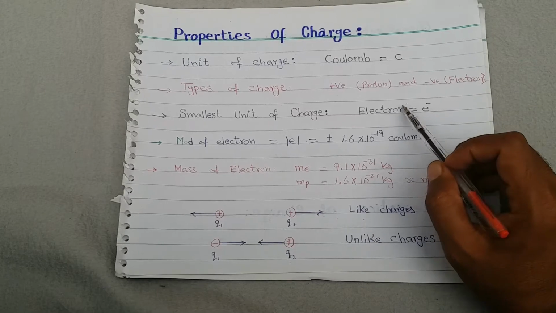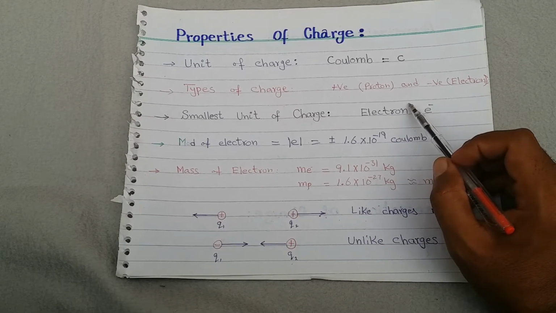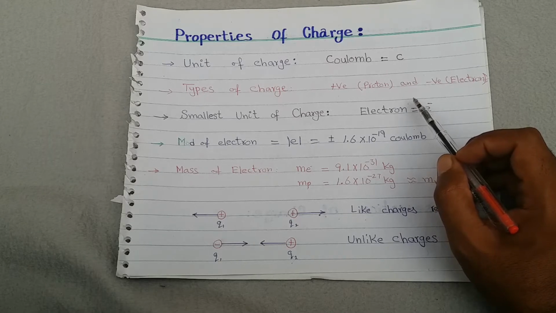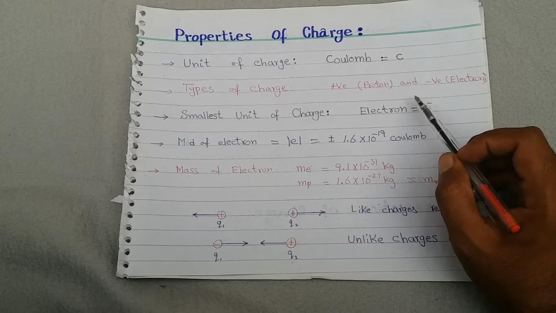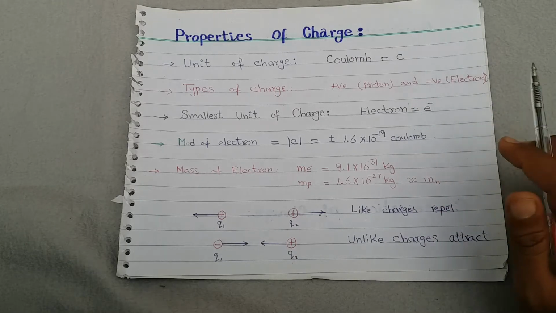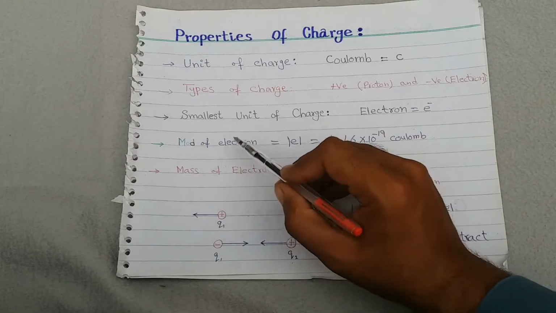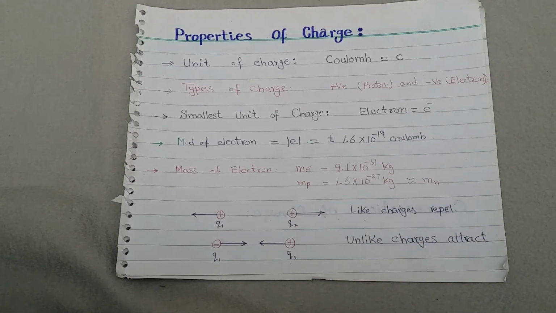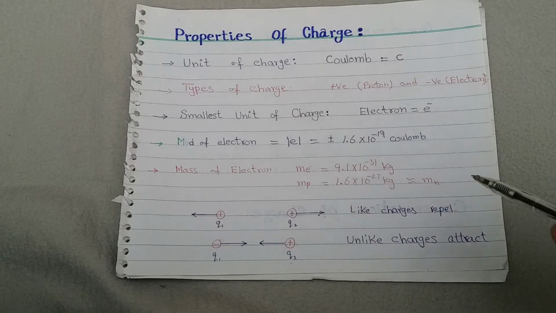Some students are confused that there is another type of charge known as neutral. It is a very wrong concept. Neutral means having no charge, so it is not a type. I don't think I need to explain it more. What is the smallest unit of the charge? That is the electron. The smallest unit of the charge is the electron.